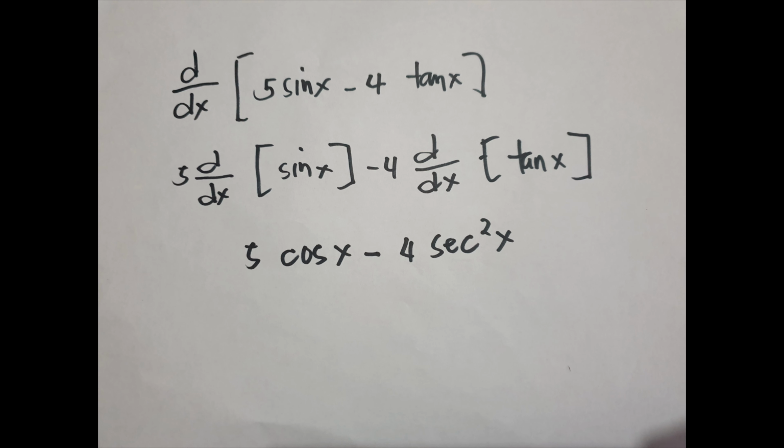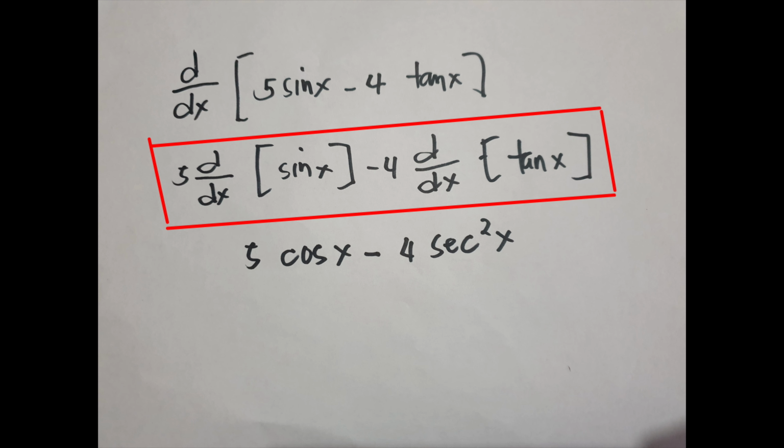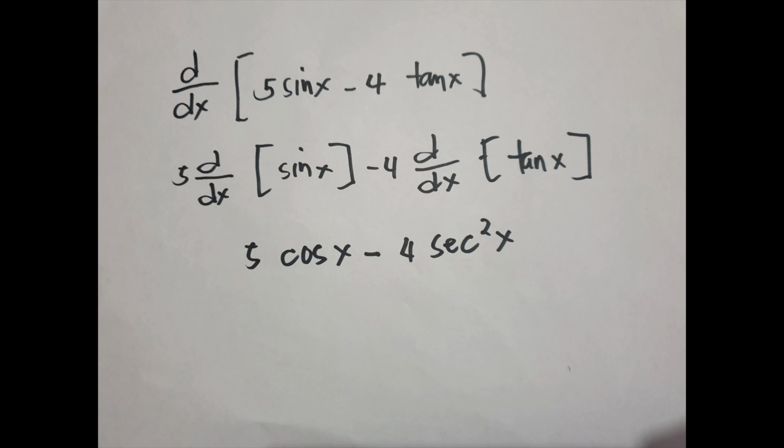And now let's go ahead and work on some examples. Let's find the derivative of the expression 5 sine x minus 4 tan x. It's going to be 5 times the derivative of sine x minus 4 times the derivative of tangent x. Now, know that the derivative of sine is positive cosine, and the derivative of tangent is secant squared. So the answer is 5 cosine x minus 4 secant squared x.